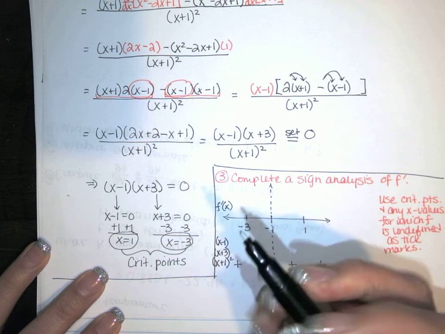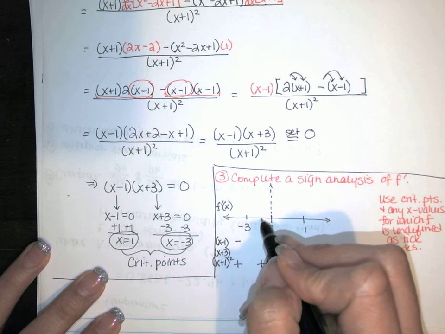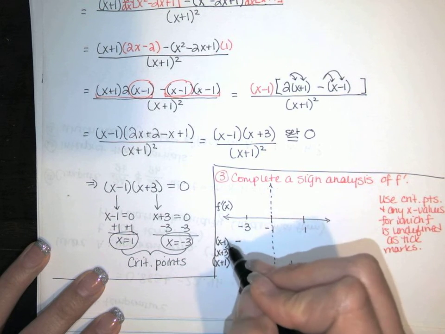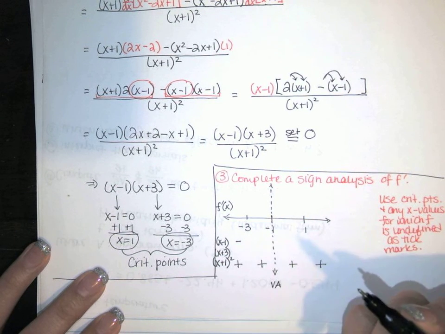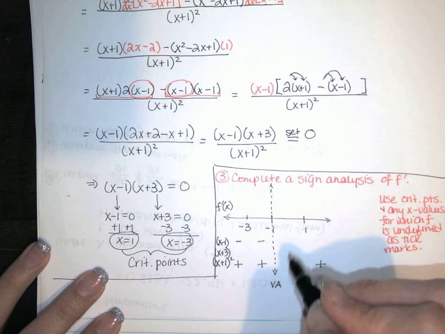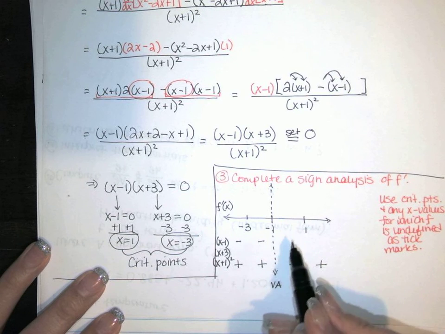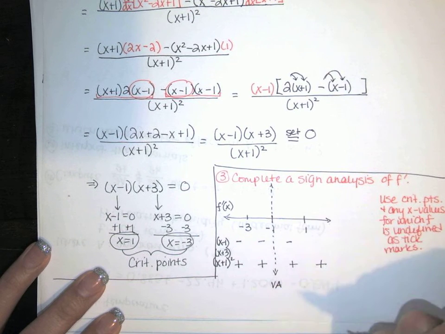Negative 4 minus 1 is negative 5, so that's negative. Substitute in x equals negative 2 for this interval. Negative 2 minus 1 is negative 3, so that's negative. Between negative 1 and 1, pick any x value you want. I'll probably pick 0 because it's easy to plug in, right? 0 minus 1 is negative 1.